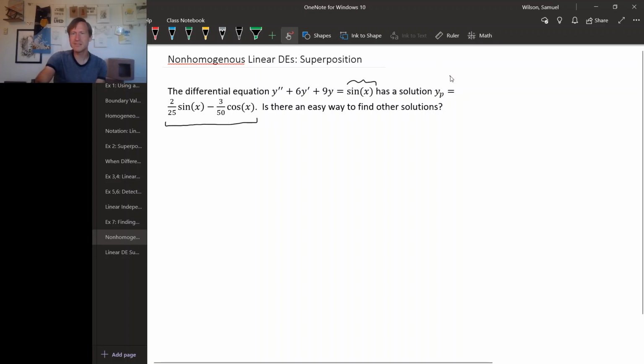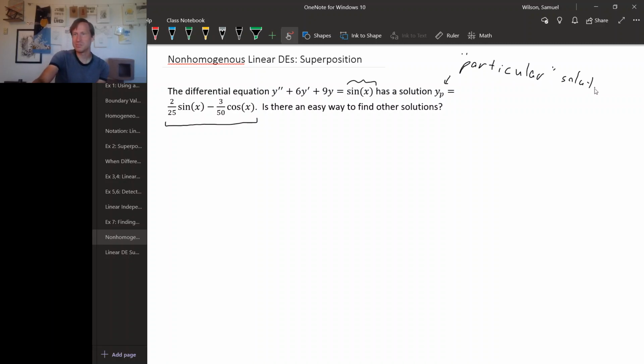I'm calling this y sub p. The sub p is for a particular. That's what the p is for. This is called a particular solution, which means it's just some solution.